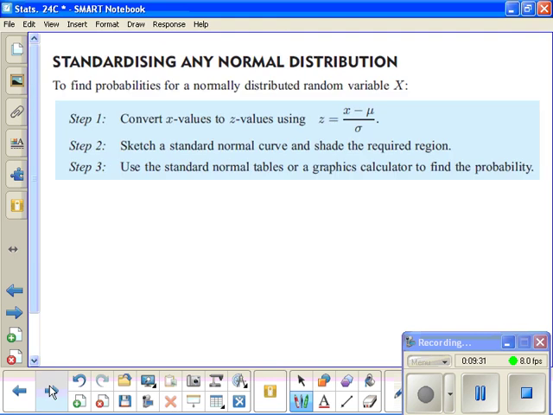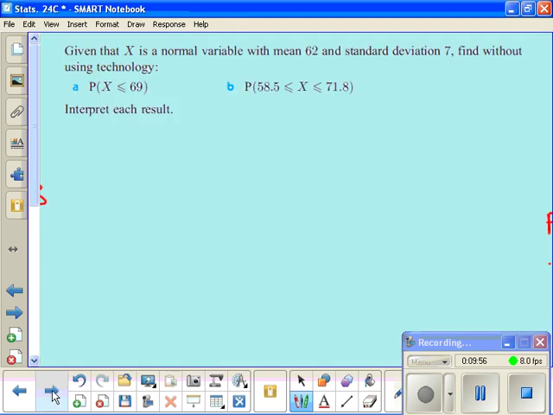All right, going on to standardizing any normal distribution. First thing you're going to do is convert the x values to z values by using that formula, x minus the mean divided by the standard deviation. Sketch a standard normal curve and shade the required region, and then use the standard normal tables or a graphics calculator to find the probability. I'm simply showing you on the tables because you can use the tables all the time anyway.